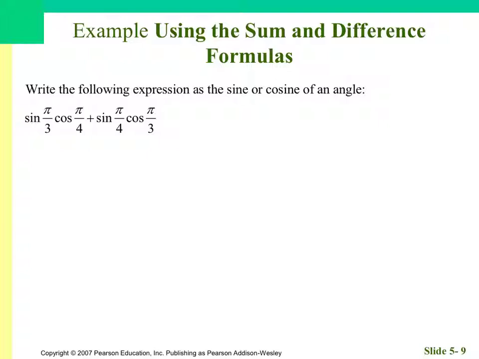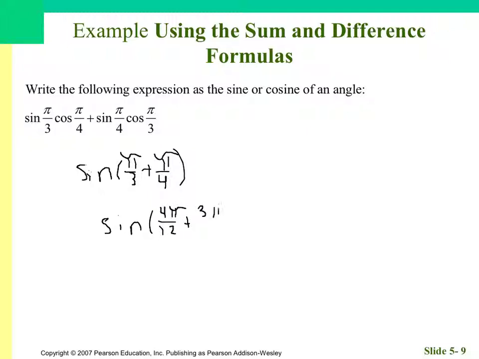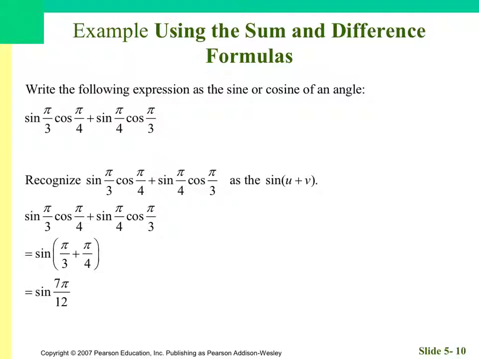It says sine of pi over 3, cosine pi over 4, plus sine of pi over 4, cosine of pi over 3. So notice, this is the sine sum or difference identity. It's the sum of them. So you can see how it's sine of one that matches cosine of the other. And we know the plus matches the plus. So we would have sine of pi over 3 plus pi over 4. That would equal sine of 4 pi over 12 plus 3 pi over 12. So the sine of 7 pi over 12. There we go.